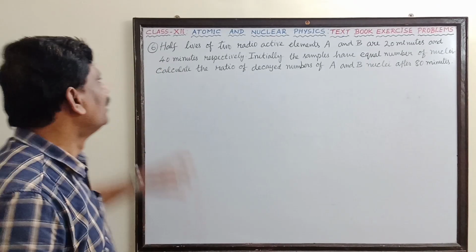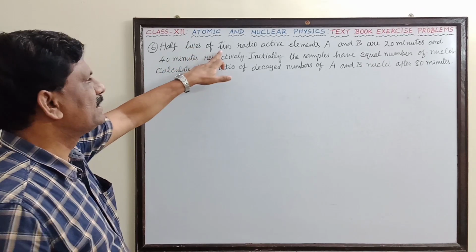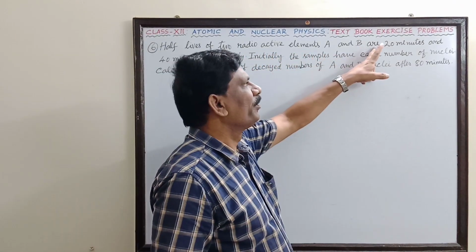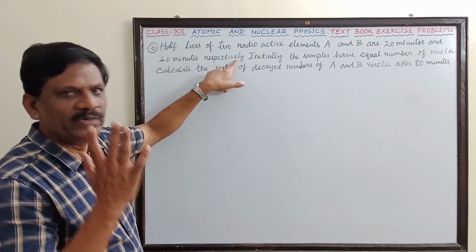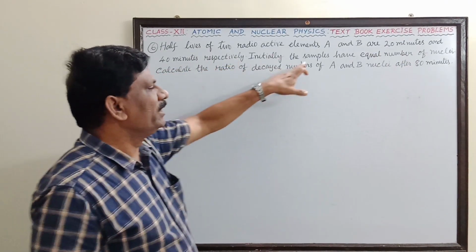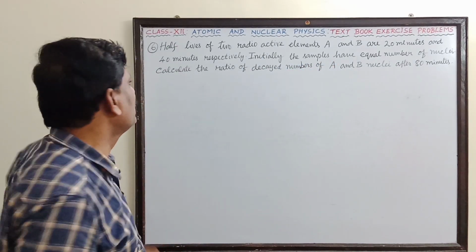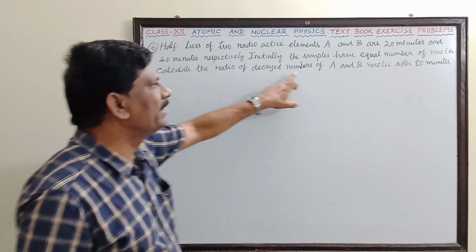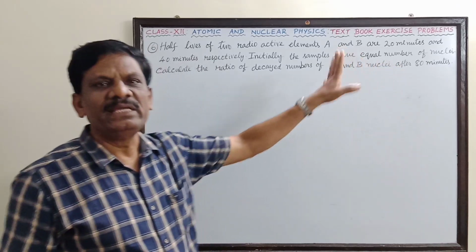Hi students, problem number 6. Half-lives of two radioactive elements A and B are 20 minutes and 40 minutes respectively. Initially, the samples have equal number of nuclei. Calculate the ratio of the decayed numbers of A and B nuclei after 80 minutes.